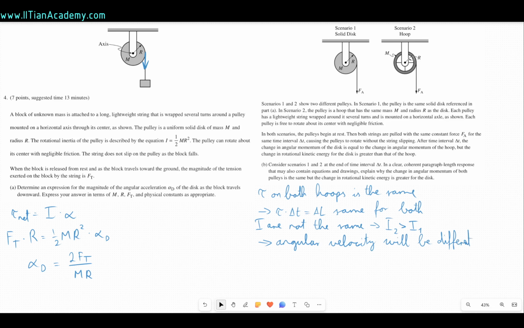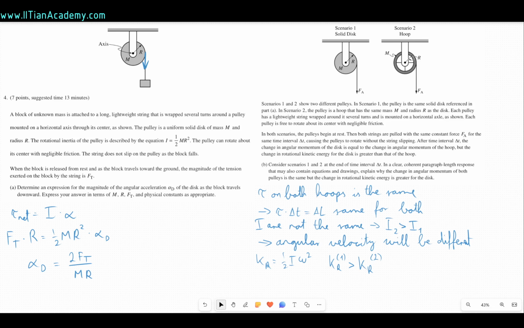And since we know that the rotational kinetic energy is 1/2 moment of inertia times angular speed squared, we see that the angular speed is very important for the rotational kinetic energy, which means that we can say that the rotational kinetic energy of the solid disk will have to be larger than the rotational kinetic energy of the hoop.